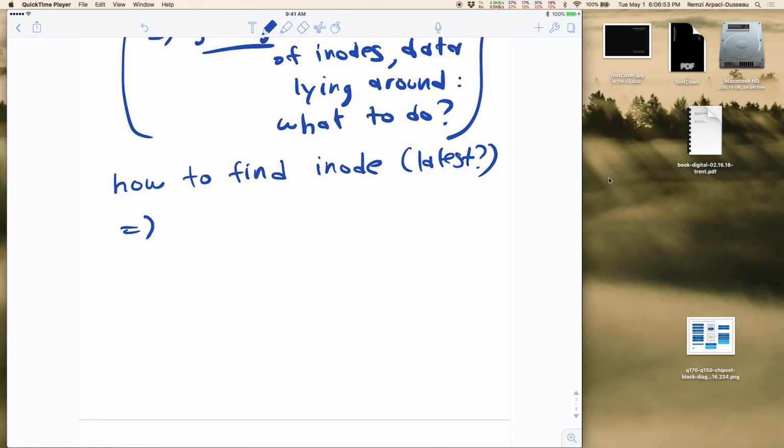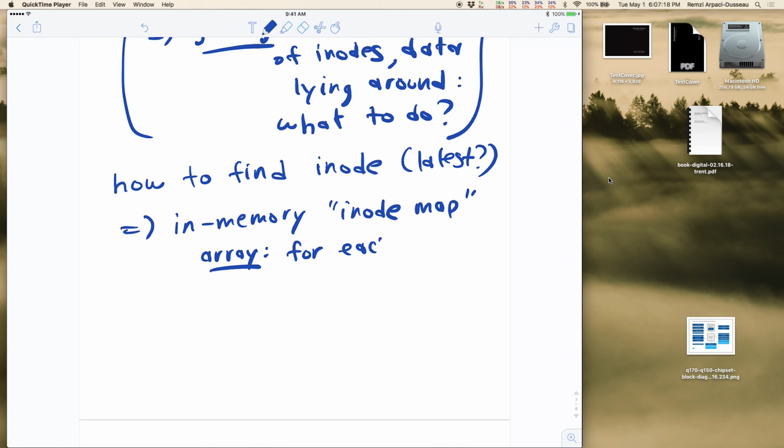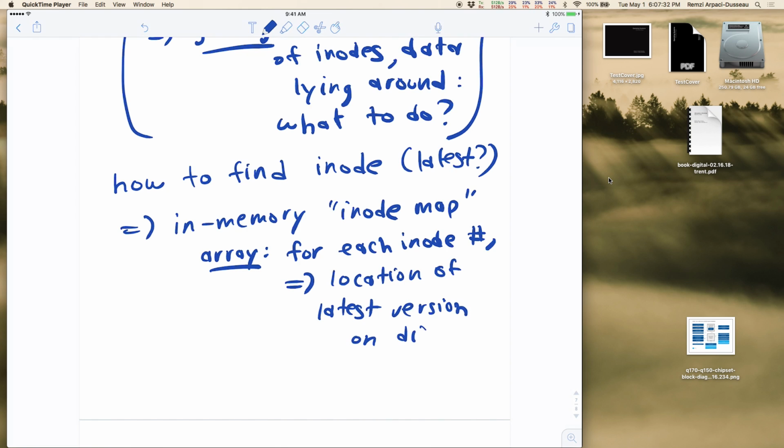We're going to start with a simple construct. We're going to create a new structure in memory. We'll call it the inode map. You can think of it as a very simple thing, even like an array if you want to, though it doesn't have to be. It could be any sort of data structure. An array which, for each inode number, tells you the location of the latest version on the disk.